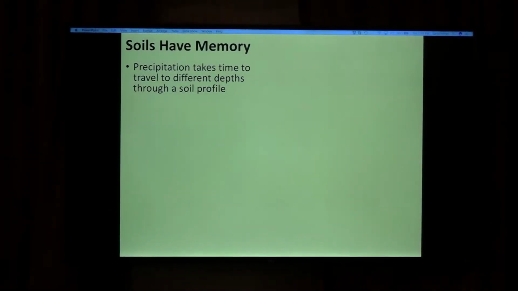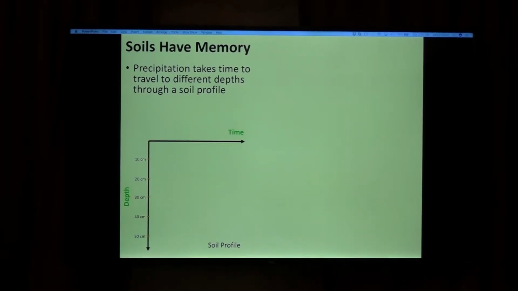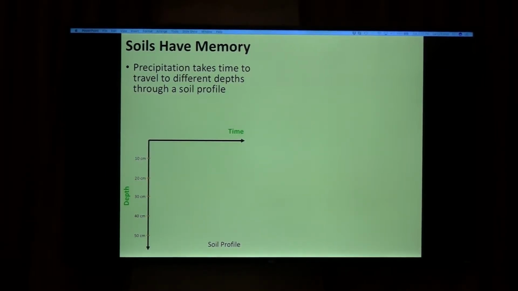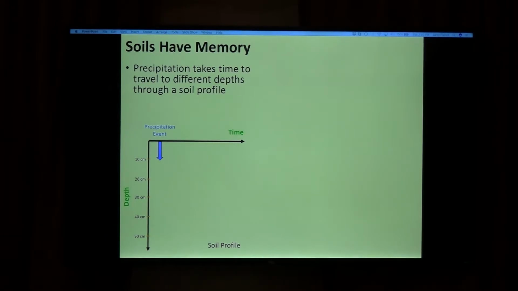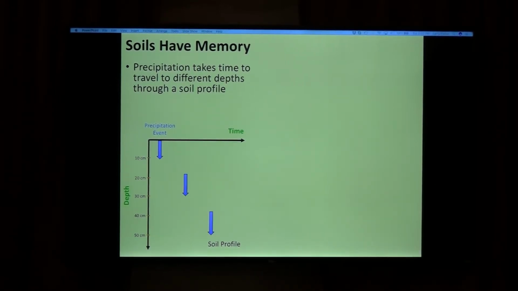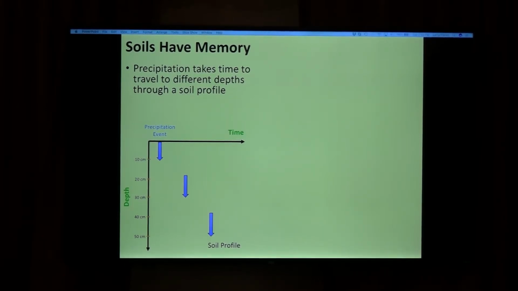So the last thing I want to talk about before my time ends is the principles that are making this project work. The first is that soils have memory, where it takes time for precipitation to move down through a soil. So if I have some soil profile with depth on my y-axis and time on my x-axis, and I have some precipitation event that occurs, it's going to take time for the wetting front from that precipitation event to move down through the soil and reach deeper and deeper depths.